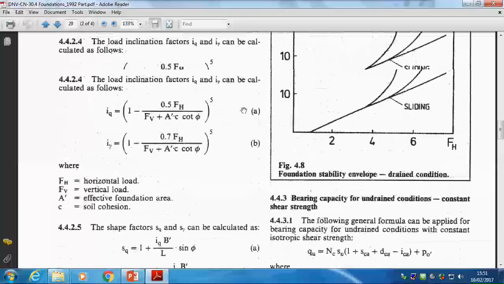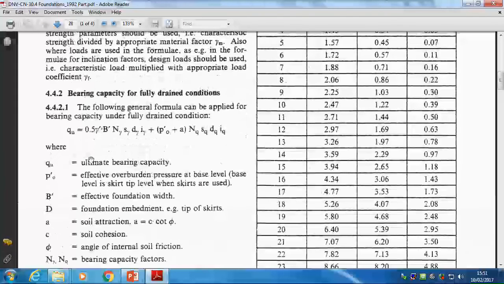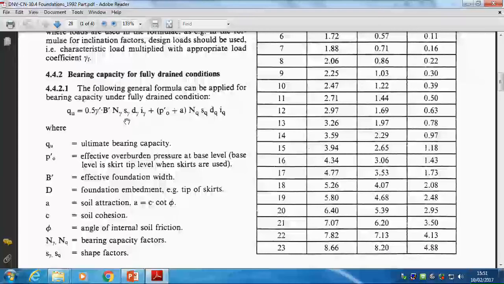For sands, it's a little bit different in that long equation there. If you don't have skirts, if you land on the seabed, P0 dashed becomes 0. And A, soil attraction, well, we usually consider sands as purely frictional materials, so you don't have any soil cohesion in a sand, so A becomes 0. So all that part of the equation drops out. And then you're just left with that part of the equation, 0.5 times gamma dash. The main thing is that B dash then appears in the calculation.